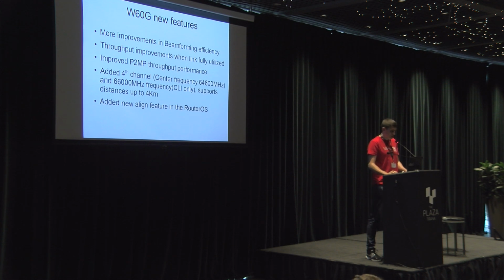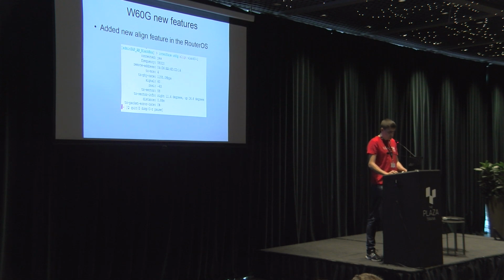There is also a new align feature in RouterOS. You can see that now the align feature looks like this, and the changes are that it works faster and you can get the data faster and more precisely, and it helps you to align the device more precisely if you are doing the link alignment for larger distances.